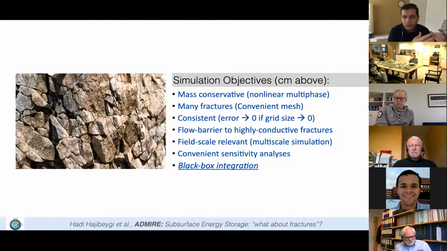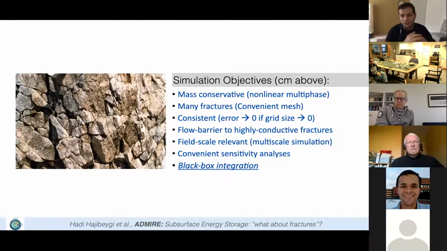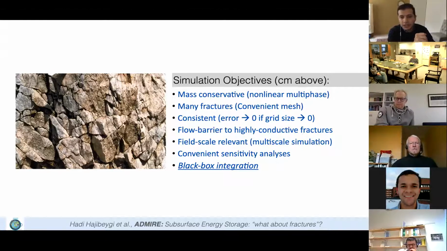You need to know where the source of error is, and especially if you're adding error because of your numerical scheme, you want it to go to zero if grid size goes to zero. So your discrete world and continuum world get closer and closer together. At the same time, geology says that fractures and faults can be highly conductive, they can be barriers, and they can be anything in between.